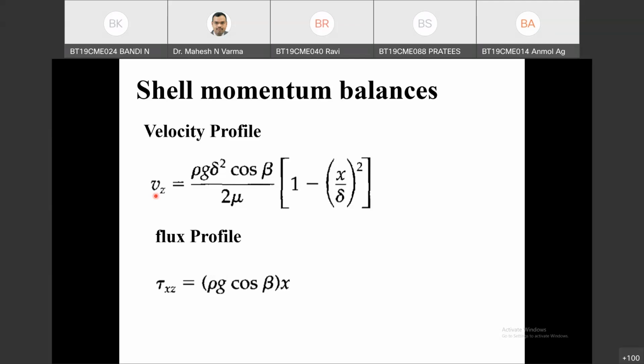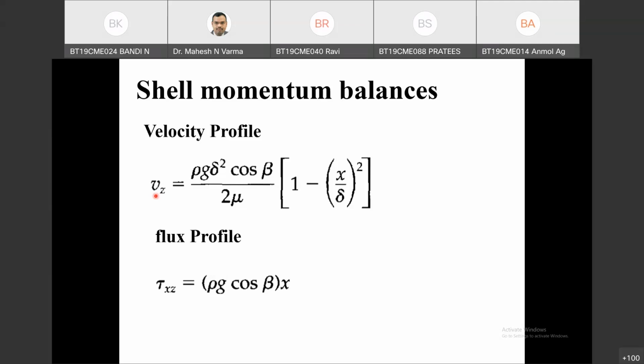Here I have one flux boundary condition and one velocity boundary condition, and I am able to solve the problem. But if I have two flux boundary conditions, this problem cannot be solved. So I need two boundary conditions: either both of velocity, then I can get a velocity profile, or one flux condition and one velocity condition. At least two boundary conditions. This is the situation when I have only one velocity Vz and it is a function of x only.